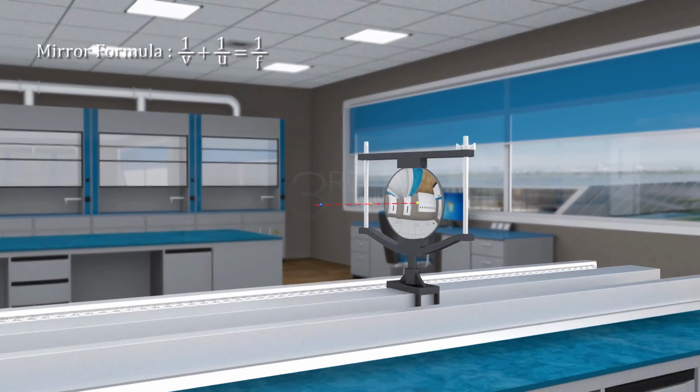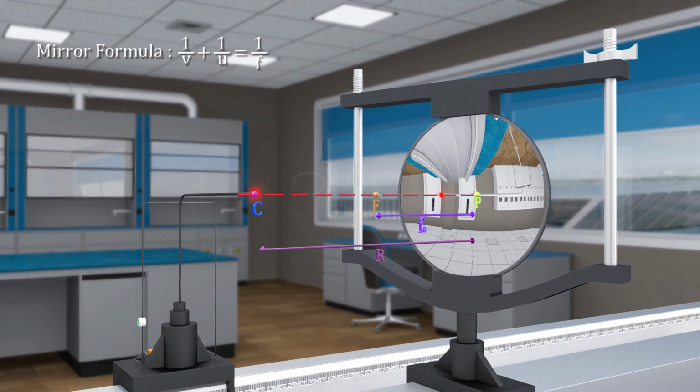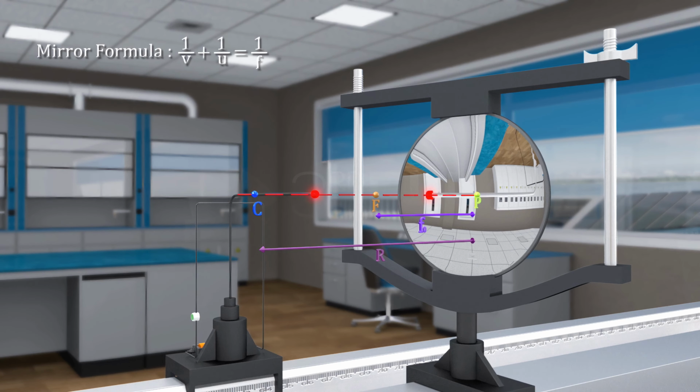Image formation by concave mirror 2. Objective: to study the image formation by concave mirrors. Let us use a ray diagram and mirror formula to identify the position of the image when a point object is placed either on the center or after it.